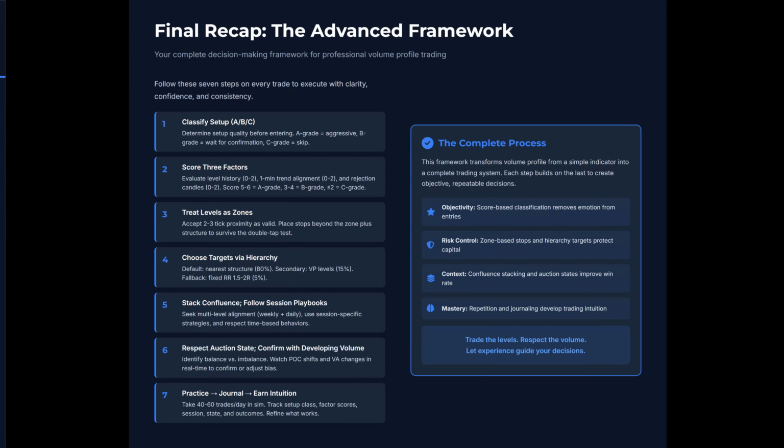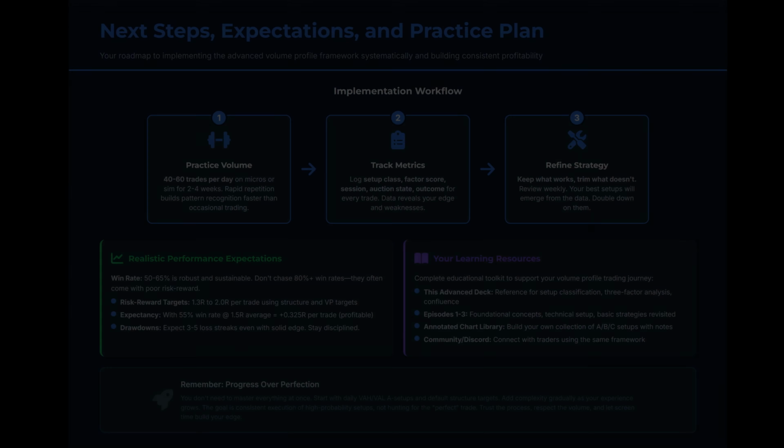This framework gives you the structure. Your screen time gives you the skill. Combine the two, and you have a complete professional trading system. That's the final recap. 7 steps, 4 pillars, 1 complete framework. Execute it systematically and watch your consistency improve.